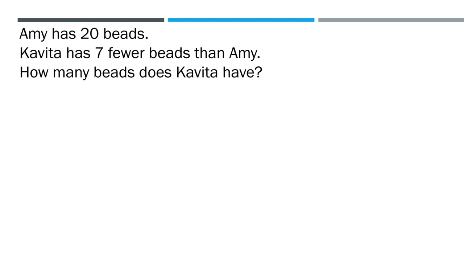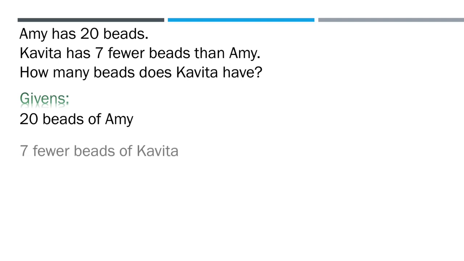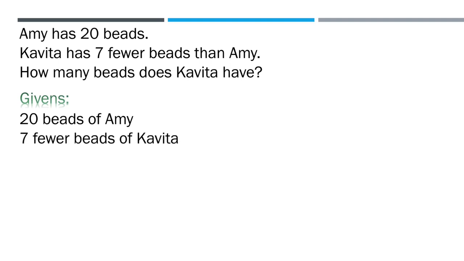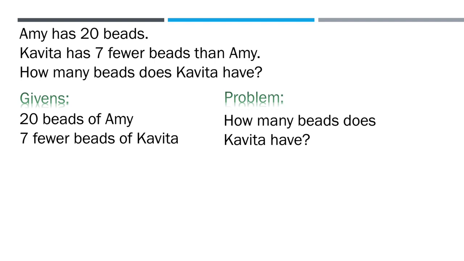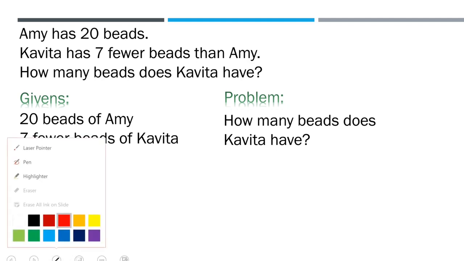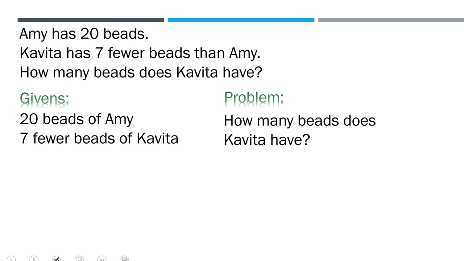Amy has 20 beads. Kavita has 7 fewer beads than Amy. How many beads does Kavita have? So here are the givens. We have 20 beads by Amy, and we have 7 fewer beads by Kavita than Amy. Since we already know the givens, we find out the problem. How many beads does Kavita have? And by the way, the word clue here is fewer than.